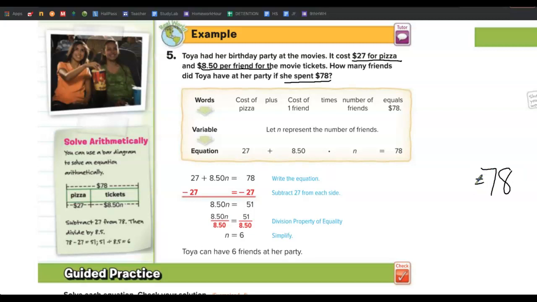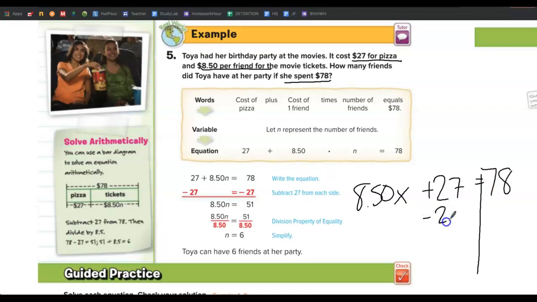Now, how much did they spend on pizza? Did they spend $27 per kit? No, that was 27 for the whole group, right? So we have plus $27. And then what else did we have to pay for? Per person, the movie ticket, right? So $8.50 times how many people went to the movies? We don't know, so that is x. So $8.50 times the number of friends plus the $27 for pizza will give us the total of what she spent. What would you do to solve?